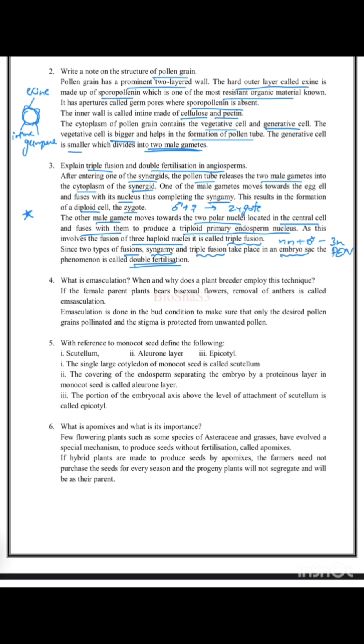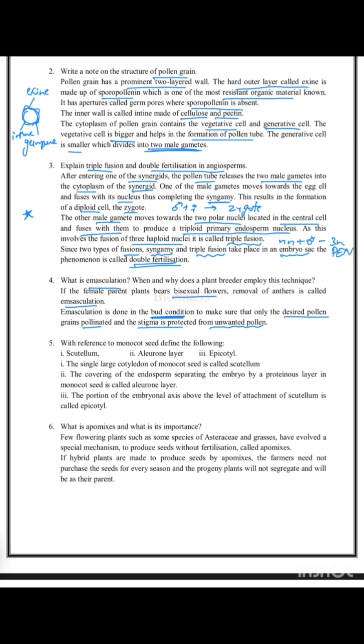What is emasculation? When and why does a plant breeder employ this technique? If the female parent plant bears bisexual flowers, removal of the anther is called emasculation. Emasculation is done in the bud condition, so this you have to remember. Once the bud is open, you cannot do the emasculation. Emasculation has to be performed before the bud is open, to make sure that only the desired pollen grains pollinate and the stigma is protected from the unwanted pollen.